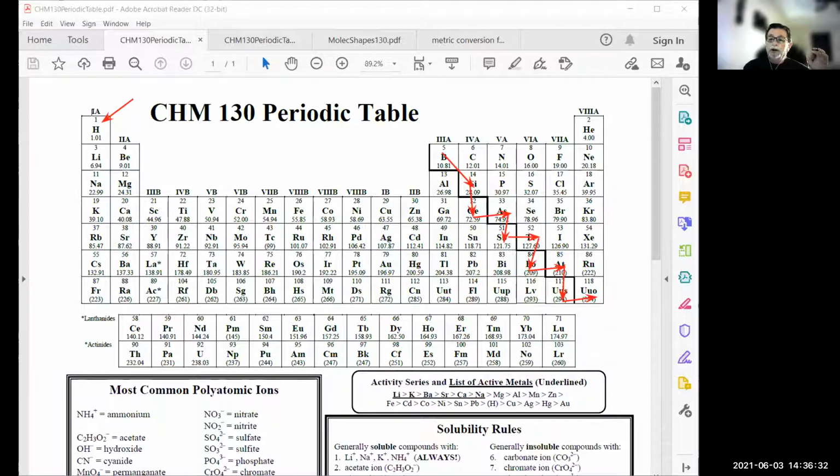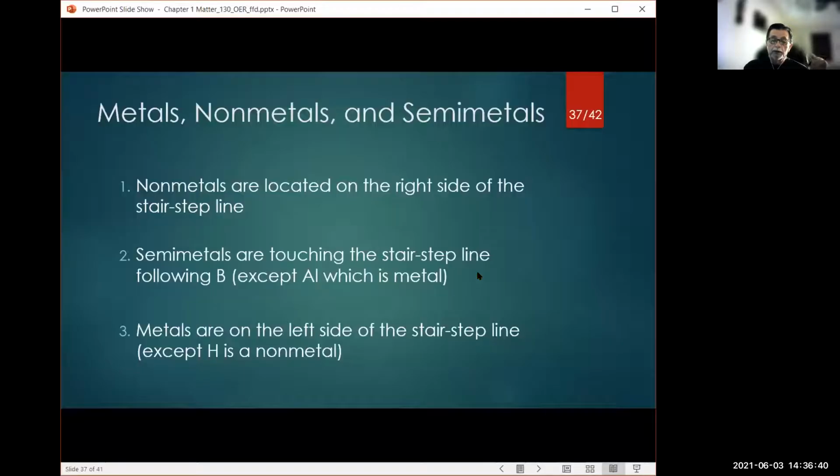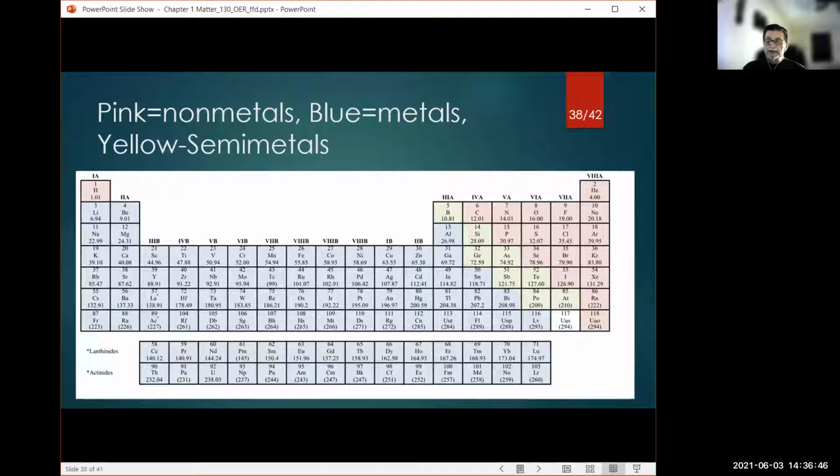All right, so let's go back. And so here's the semi-metals, and then the metals. The periodic table is color coded to tell you the pink is the non-metals, the blue are the metals, and the yellow are the semi-metals. Okay. So 118 is not a metal, it is not a metalloid, but I'm fairly 100% sure.